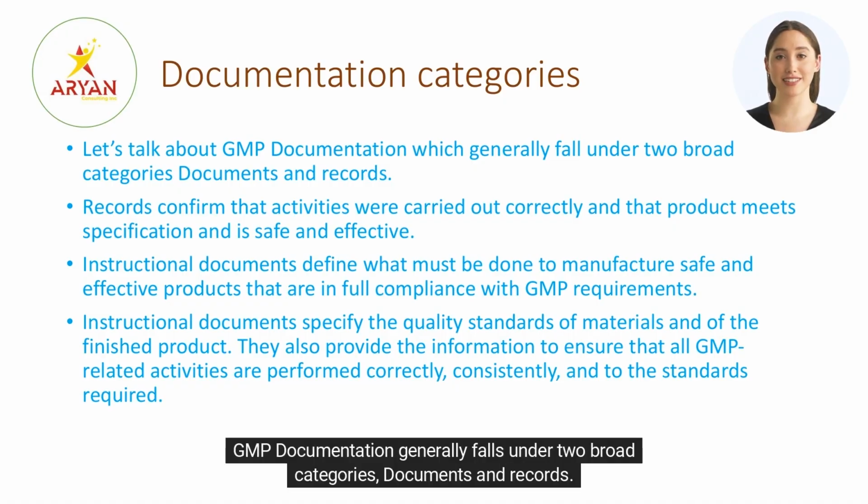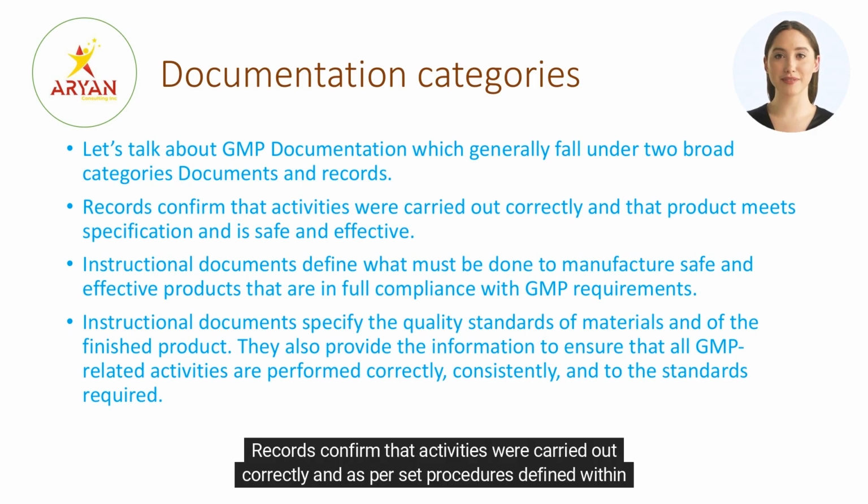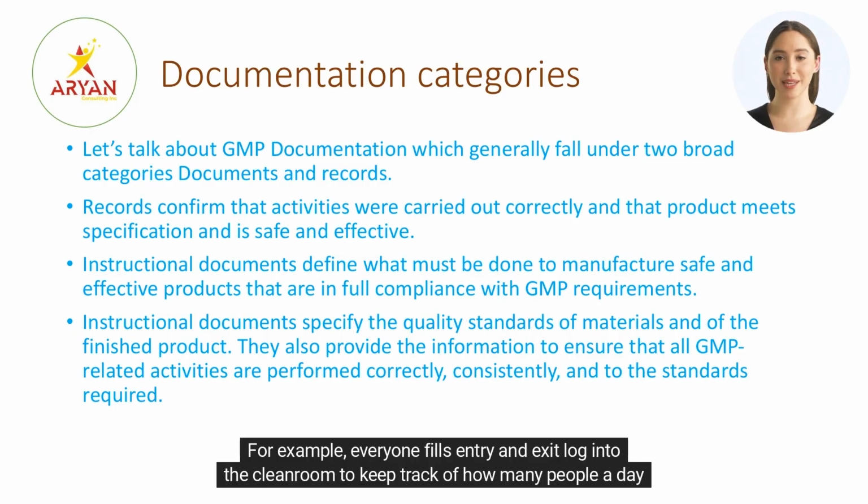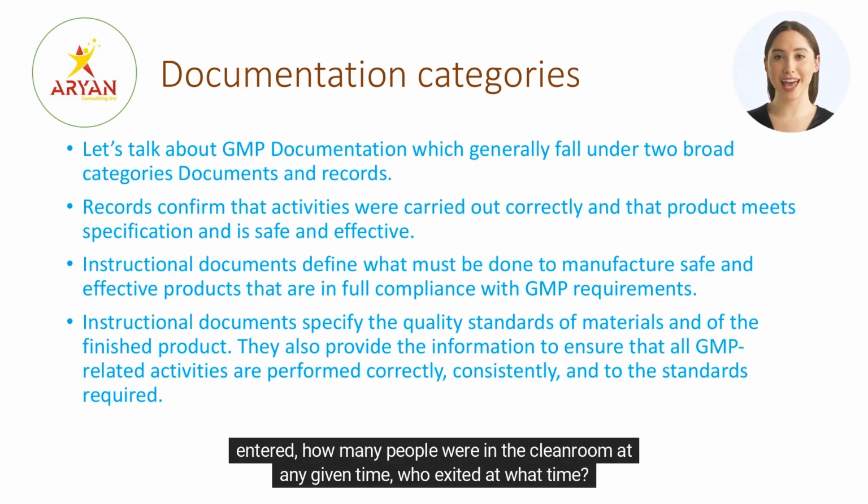GMP documentation generally falls under two broad categories: documents and records. Records confirm that activities were carried out correctly and as per set procedures defined within a company. For example, everyone fills an entry and exit log into the clean room to keep track of how many people a day entered, how many people were in the clean room at any given time, and who exited at what time.